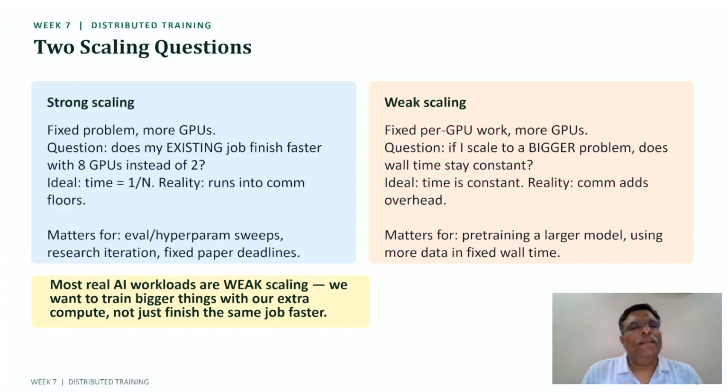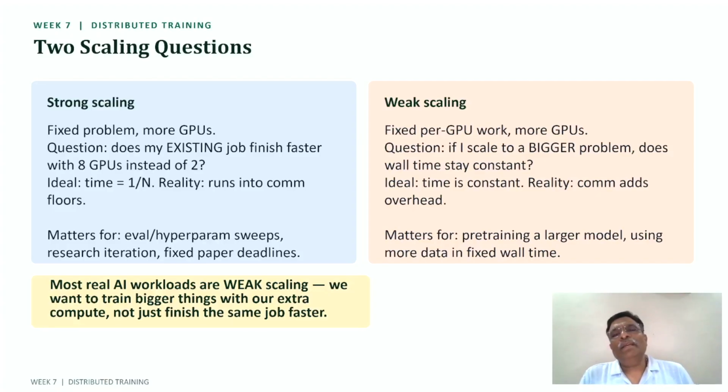Ideally the time is equal to 1/n, and the reality is that it runs into a communication problem, right? We should also understand that there is a point of saturation of the throughput, because the communication increases when we increase the number of GPUs.